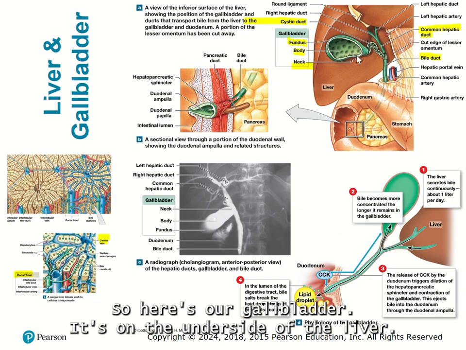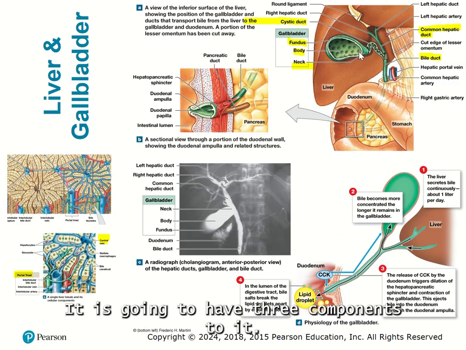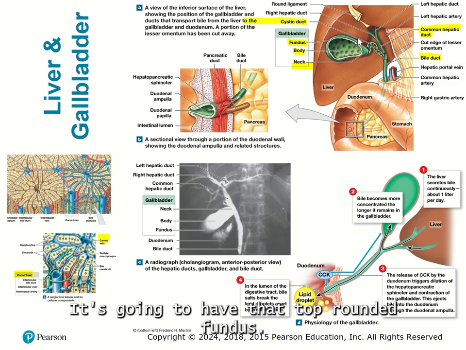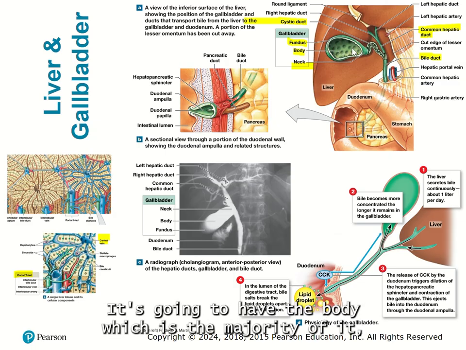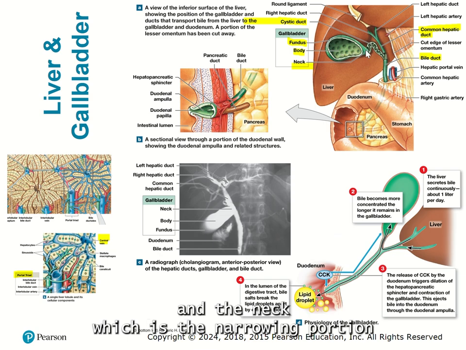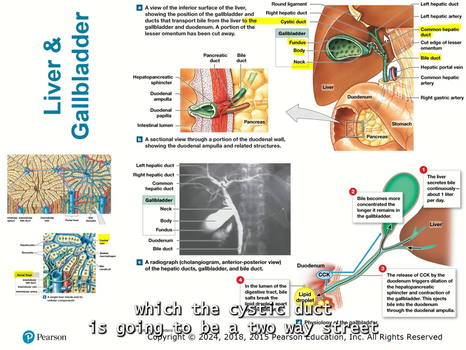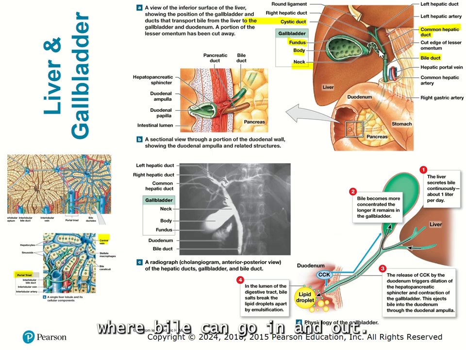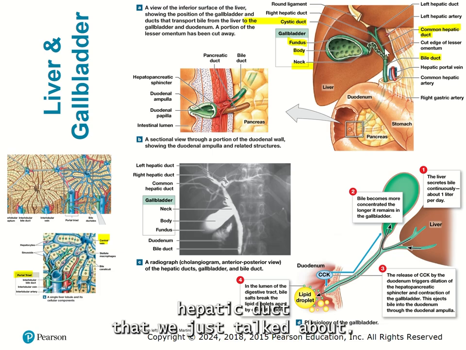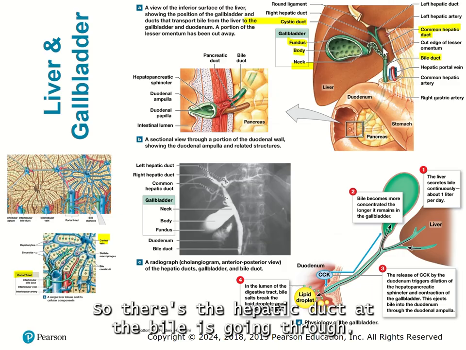So here is our gallbladder. It's on the underside of the liver. It is going to have three components to it. It's going to have that top rounded fundus. It's going to have the body, which is the majority of it, and the neck, which is the narrowing portion, which is going to meet with, over here, the cystic duct, which is going to be a two-way street where bile can go in and out. And then we'll also have the common hepatic duct that we just talked about. So there's the hepatic duct that the bile is going through.